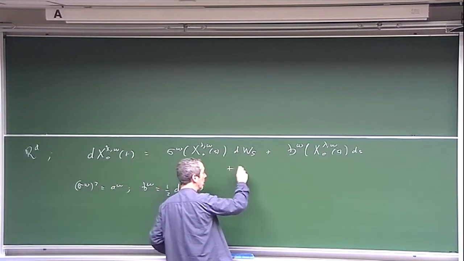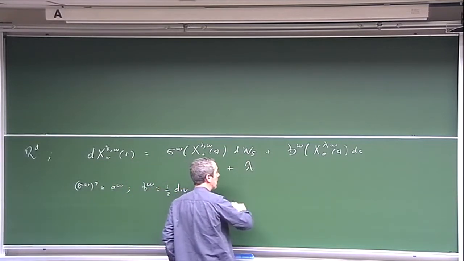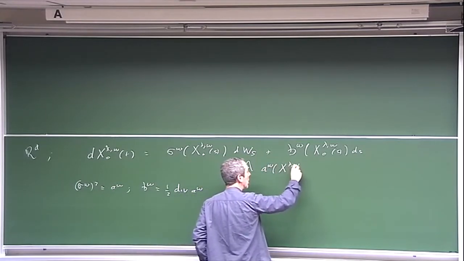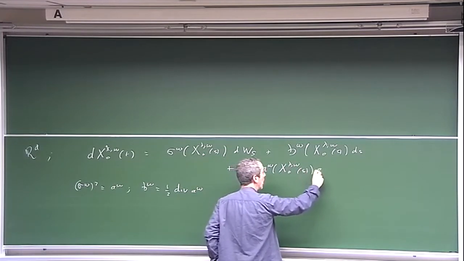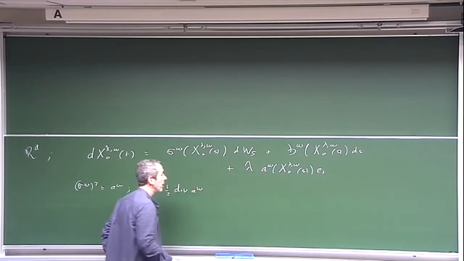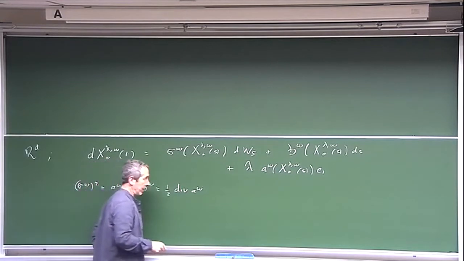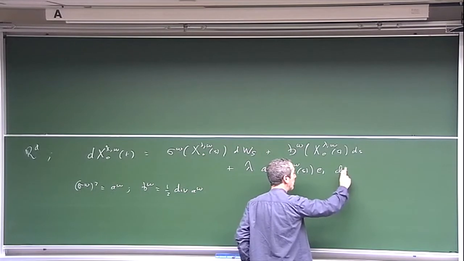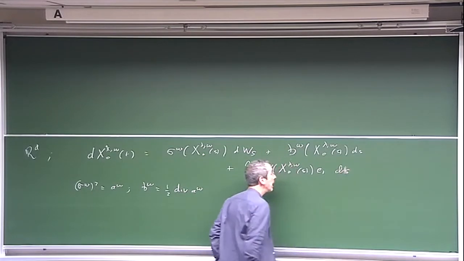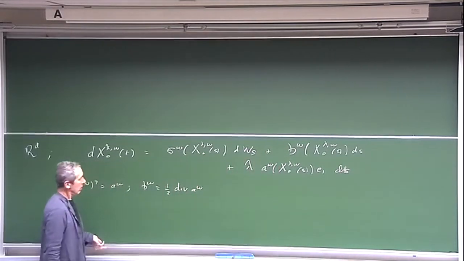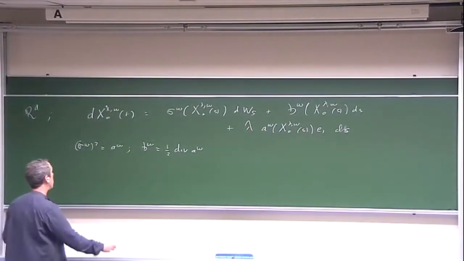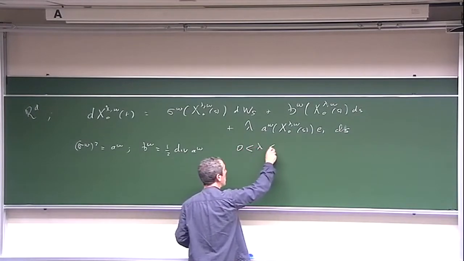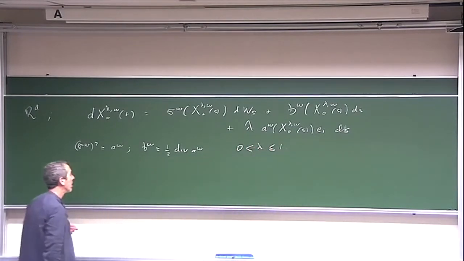And then we add a local drift of strength lambda, which is constant in some direction e_1. So the drift part is lambda a(omega) times e_1 dt. The questions we want to answer are for positive lambda. I'm always assuming that lambda is less than 1.